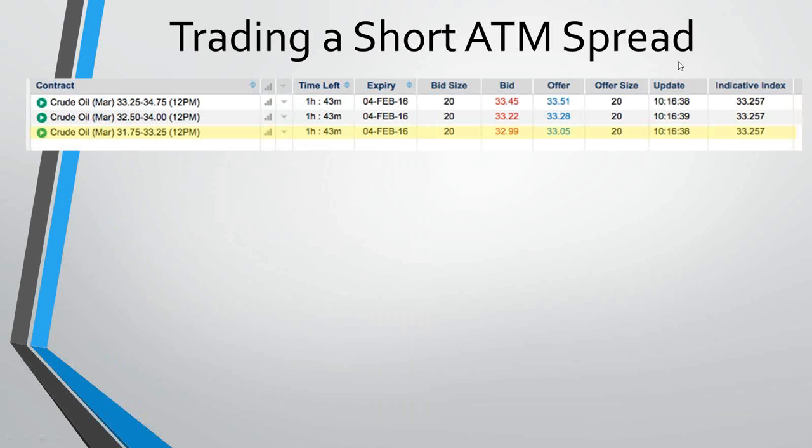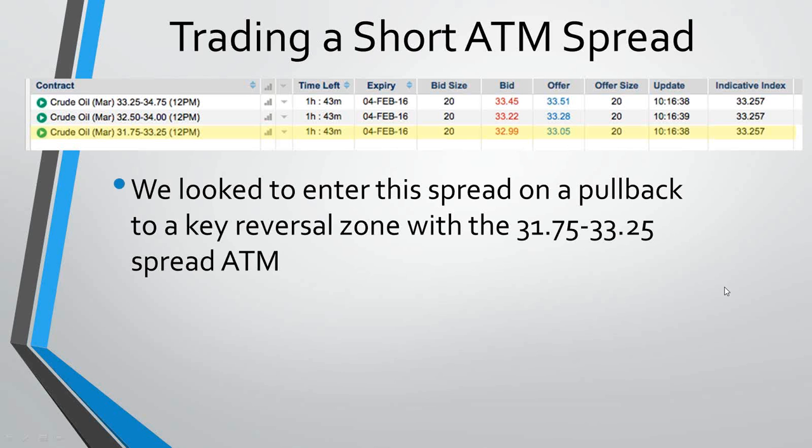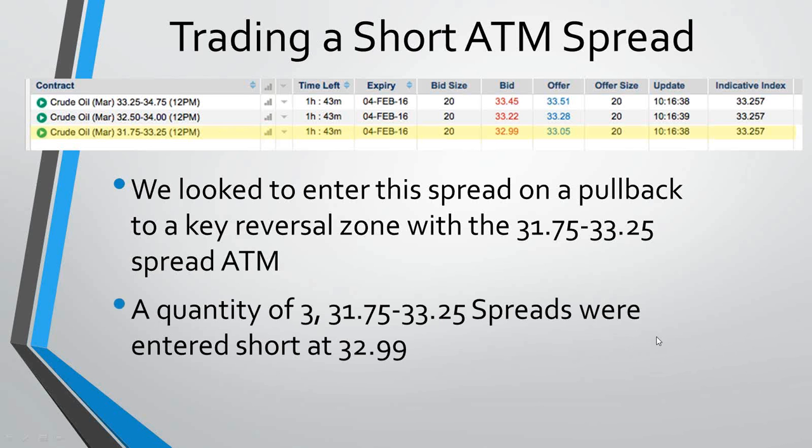So here you have a screenshot of the ladder at this particular time. We have a 31.75, 33.25 spread that's got a 32.99 bid and a 33.05 offer. We look to enter this spread on a pullback to a key reversal zone, with the 31.75, 33.25 spread at the money. Remember, 32.25. We're going to trade this short, right? And the upper end of that is 33.25. So you're right at the money for a short trade on this particular setup. So a quantity of 3, in order to achieve our 3 targets on the 31.75, 33.25 spread, were entered short at 32.99. Again, right at the money, 1 cent outside of being exactly at the money.